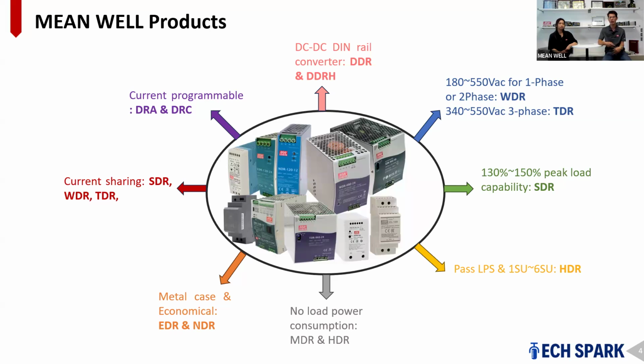Then Mingwell also provides the DC to DC converter DIN rail. The DDRH features a 6-to-1 ultra wide range input, so it's very suitable for customer applications that need DC to DC converters in DIN rail applications. In one word, all this power supply can be mounted on the DIN rail TS35 15 and the TS35 7.5.